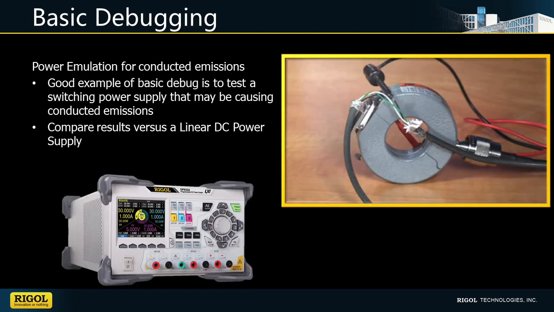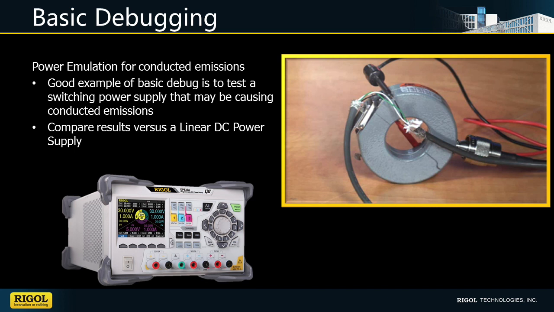The first debugging technique we're going to look at is a type of power emulation. So here we're looking at conducted emissions on our DC powered device. And one good example of basic debugging here is first we're going to look at the conducted emissions with our device and our switching power supply. And we're going to compare that to how it works with a linear power supply like the DP800.